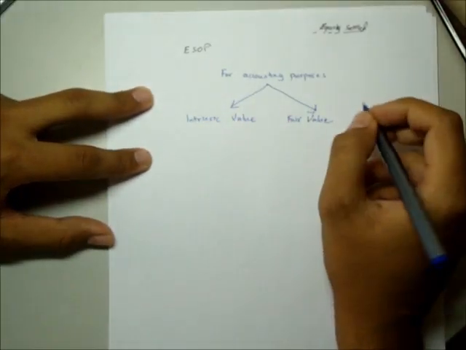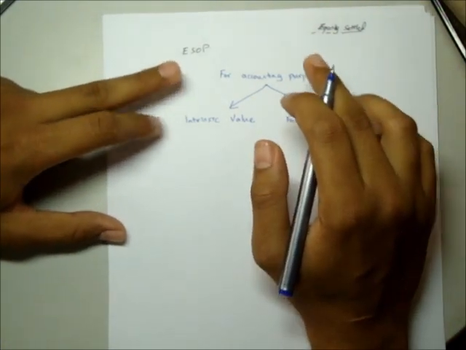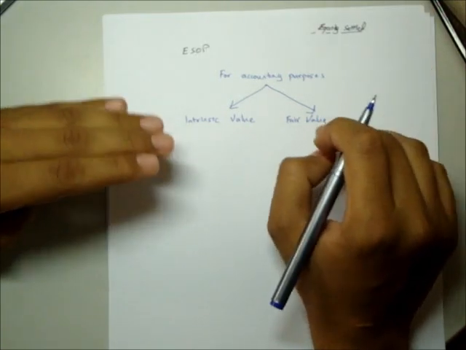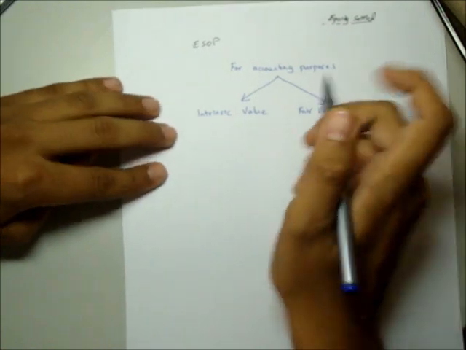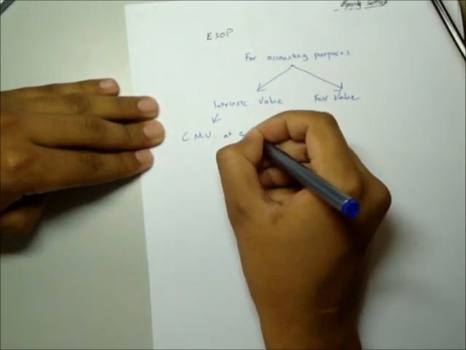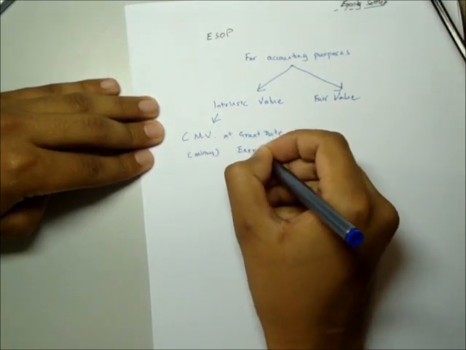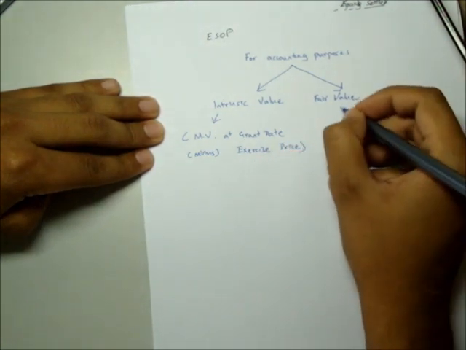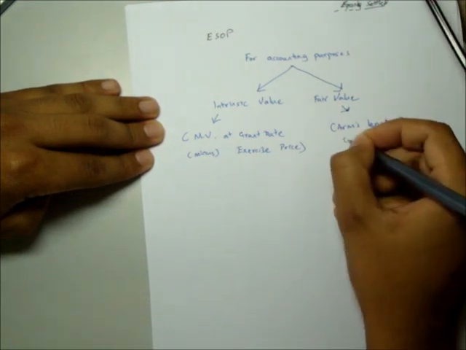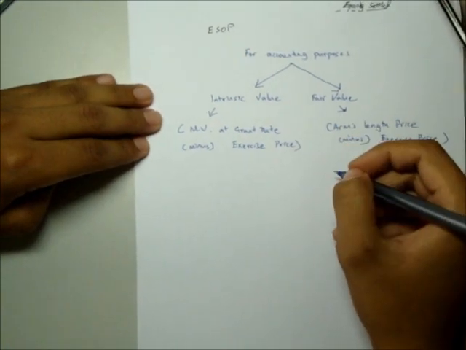Now, first let's understand the ESOP. For accounting purposes, there are two kinds of valuation method for ESOP. The first one is intrinsic value. Now, what is this intrinsic value method? Calculatively, that would be only the market value at the grant date of the option less the exercise price. And the fair value will be the arm's length price less the exercise price.